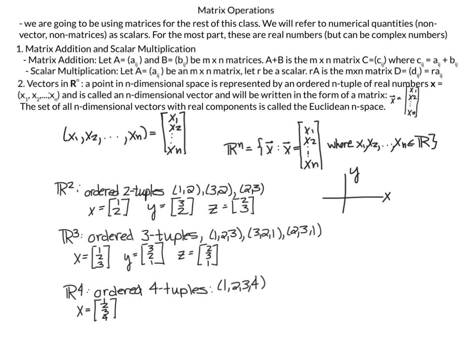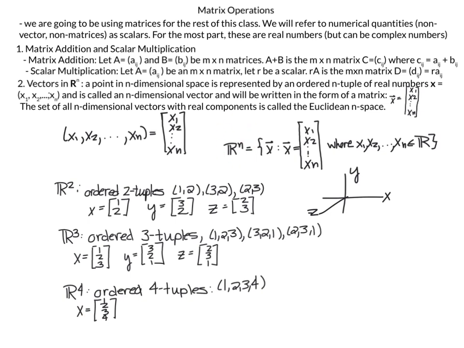And R3 is our three-dimensional space that you are familiar with. We have three-tuples like 1, 2, 3, 3, 2, 1, and 2, 3, 1. Our x in column vector form looks like 1, 2, 3, y is 3, 2, 1, and z is equal to 2, 3, 1. If we have R4, we have ordered 4-tuples like 1, 2, 3, 4, and our x vector here would be 1, 2, 3, 4.